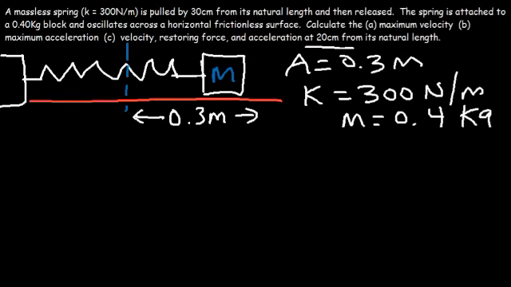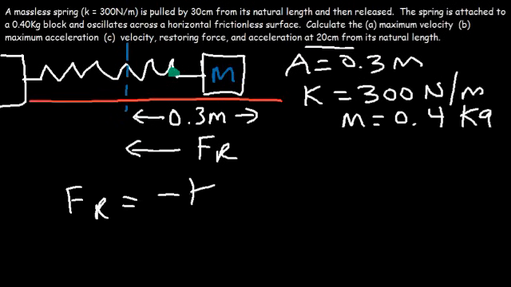Now what about the next part? How can we find the restoring force 20 centimeters from its natural length? Now let's say 20 centimeters is located at this point. We know the restoring force is directed towards the left, which means that it should be negative. So the restoring force is equal to negative kx.